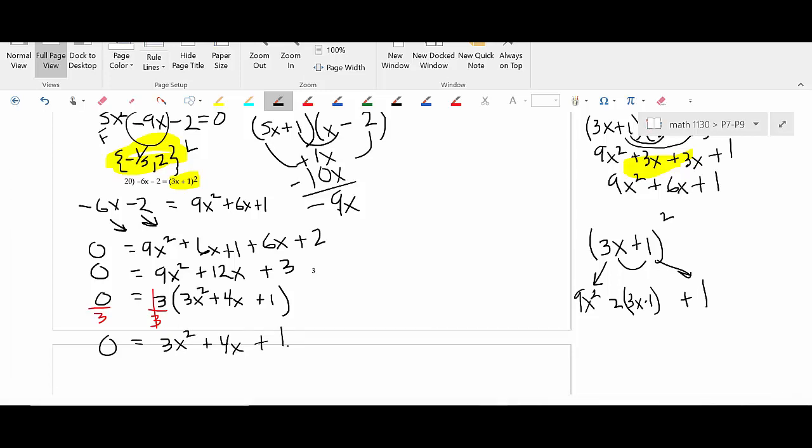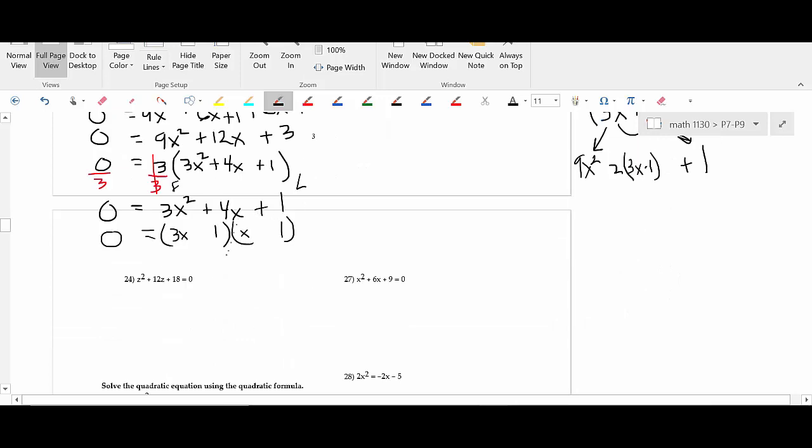Okay, so if you have a common factor, get that out of there because it'll make the rest of the factoring easier. So now what we do when we factor this, the first term is going to be 3x and x. The last term is going to be 1 and 1. And once you practice this and get the hang of this, it's pretty easy in your head to see how the signs go. So this is just 1 and 3.